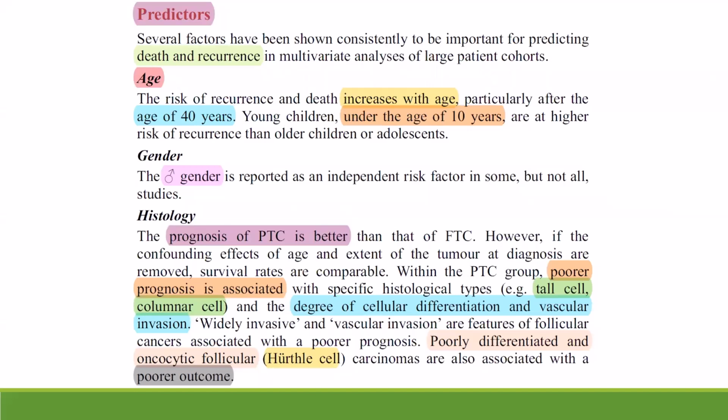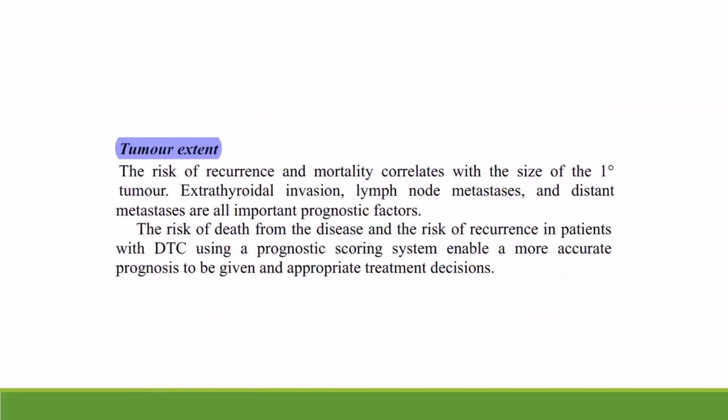So the histological types of papillary thyroid cancer, tall cell and columnar cell, have a poorer prognosis than non-tall cell and non-columnar cell. Also, the degree of cell differentiation and vascular invasion carry a bad prognosis. Another one, poorly differentiated and oncocytic follicular Hurthle cell carcinoma are also associated with poorer outcome in follicular thyroid carcinoma. And of course, as all of us know, tumor extent, extrathyroidal invasion, lymph node metastasis, and distant metastasis are all important prognostic factors in thyroid cancer.